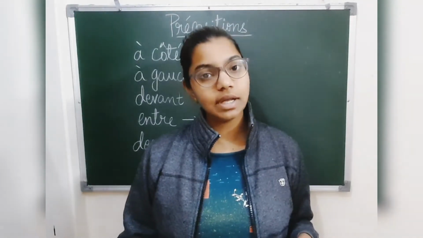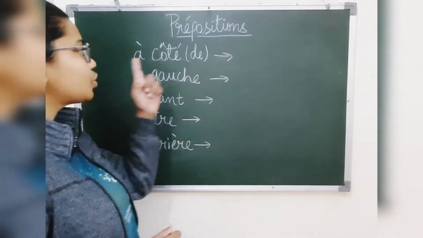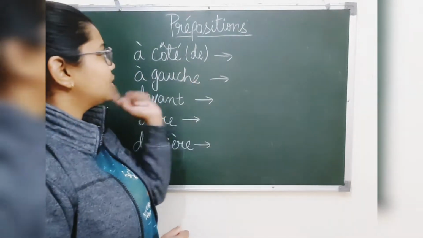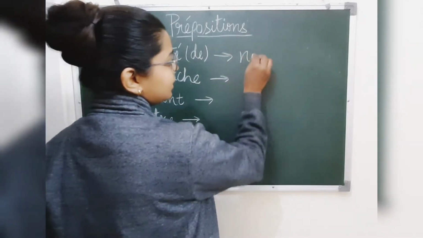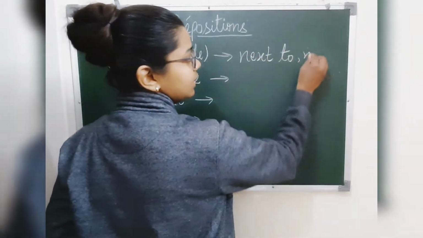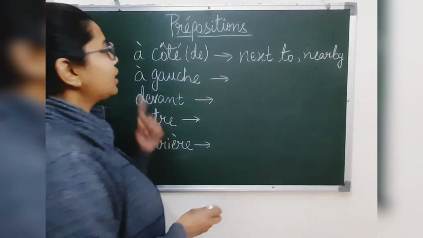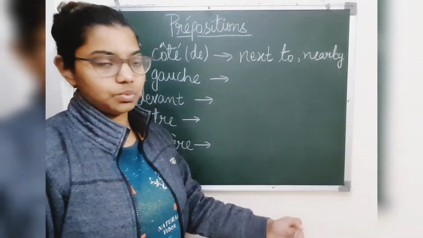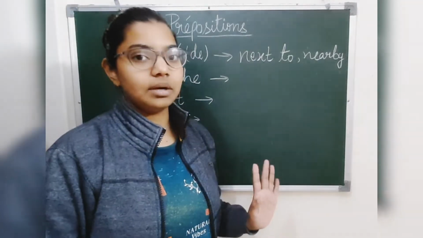Now we will see and learn some more prepositions. So, à côté de, which means next to or nearby. À côté means next to. Or we can say nearby.